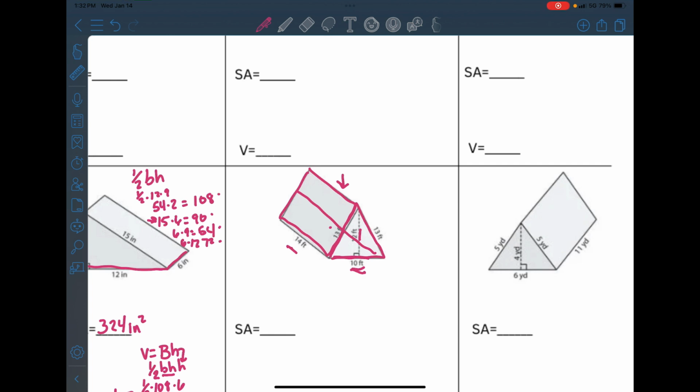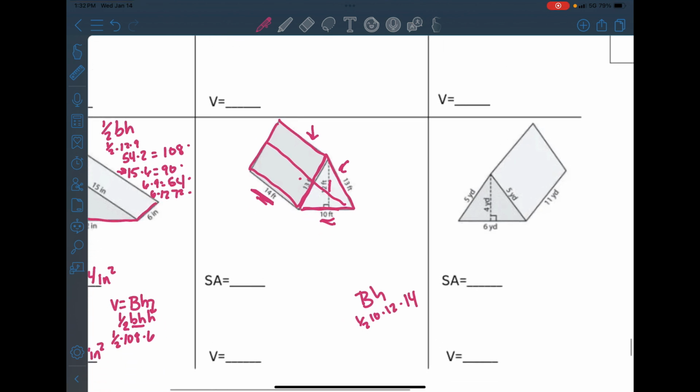Add all those up. You have 2 of these bases, so don't forget. And for your capital B times H, I'm sorry, it's not 1/2. Capital B times H, your capital B is 1/2 times 10 times 12, times the height of your prism. It's laid over on its side. There it is.